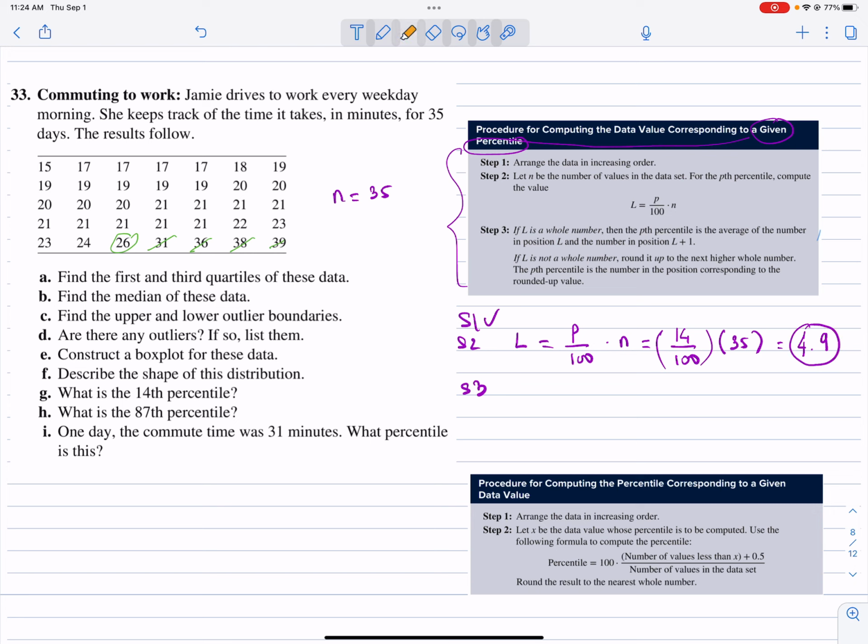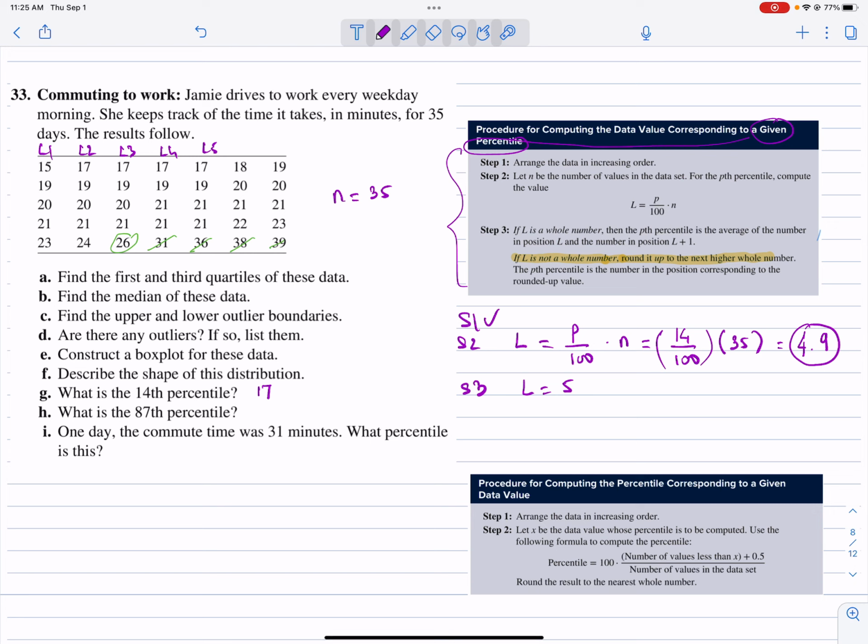So we have this one. If the location is not a whole number, we need to round it up to the next higher whole number. So the next one will be 5. So the location is 5. Location 1, location 2, 3, 4, and 5. So the value is 17.